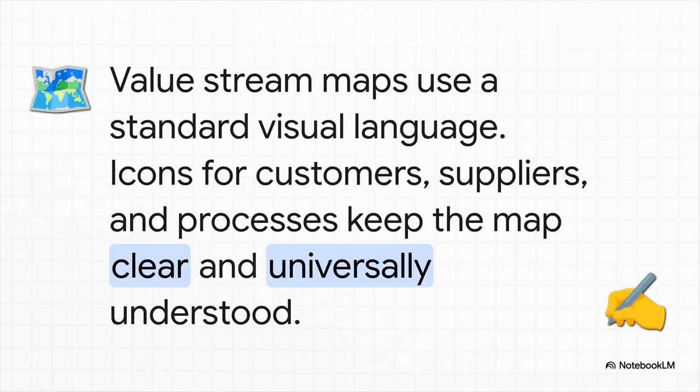Value stream maps also have their own visual language. It's kind of cool. There are specific icons for things like customers, suppliers, different process steps, inventory, and even how information flows, like is it an email or a manual handoff. Using these keeps the map clean, clear, and easy for anyone to understand.